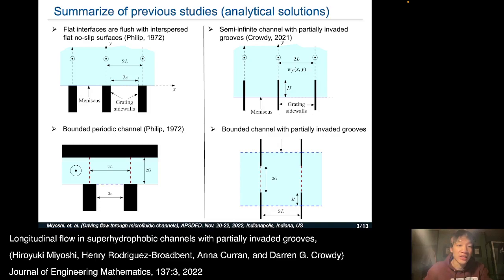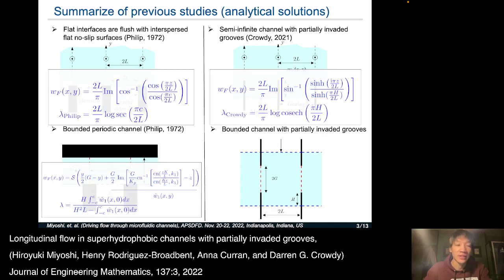In summary, these three geometries have an explicit solution for the flow W, and then the slip lengths of these geometries can be calculated. It is important to mention that for the normal superhydrophobic channel flow, the slip length is written by a log sec term, and for the semi-infinite channel with partially embedded grooves case, the slip length is written by a log cosec term, and for the bounded channel flow, the slip length is written by this formula.